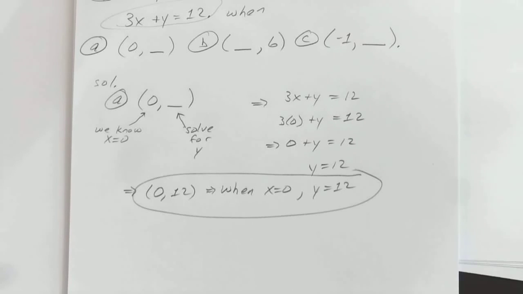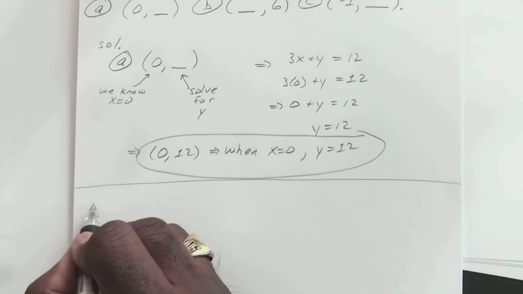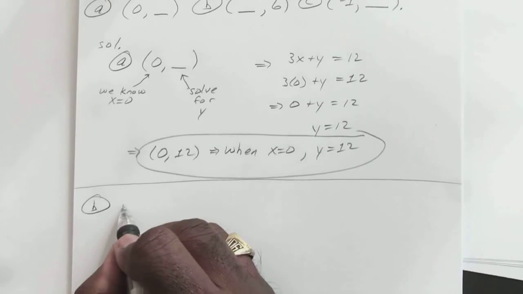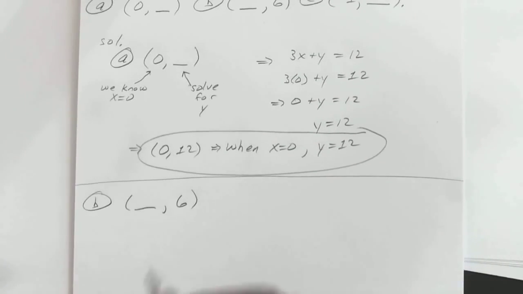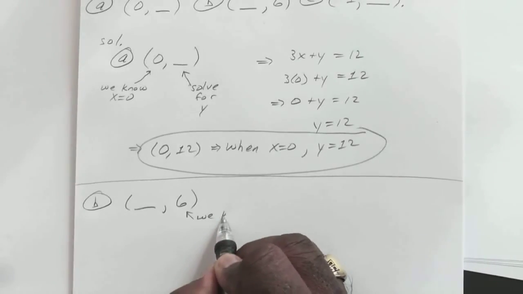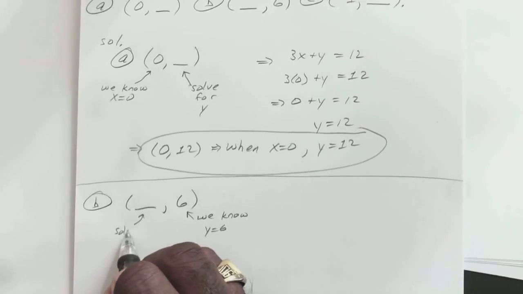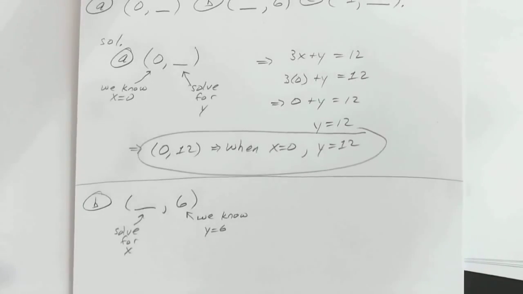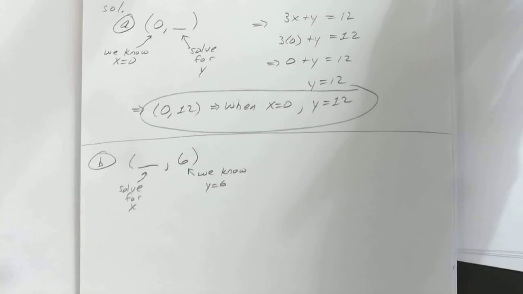All right, any questions on that one? All right, so we're going to do the same thing for b. Kind of separate that a little. Okay, so we know we have some unknown x and 6. Okay, so in this one, we know that y is equal to 6. So we just have to solve for x. Oh, bring that up some. See if I can zoom out a little. There we go.